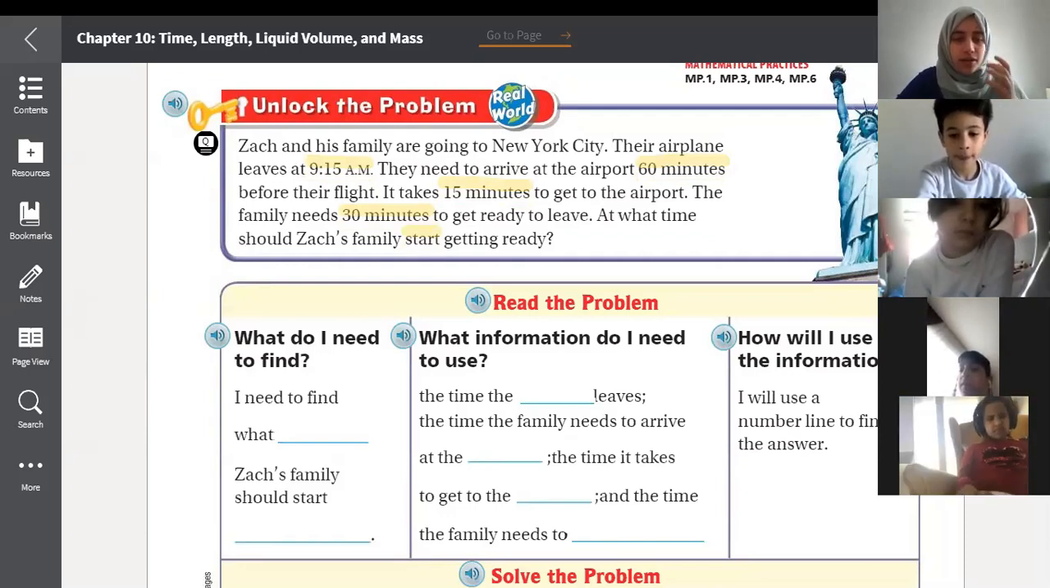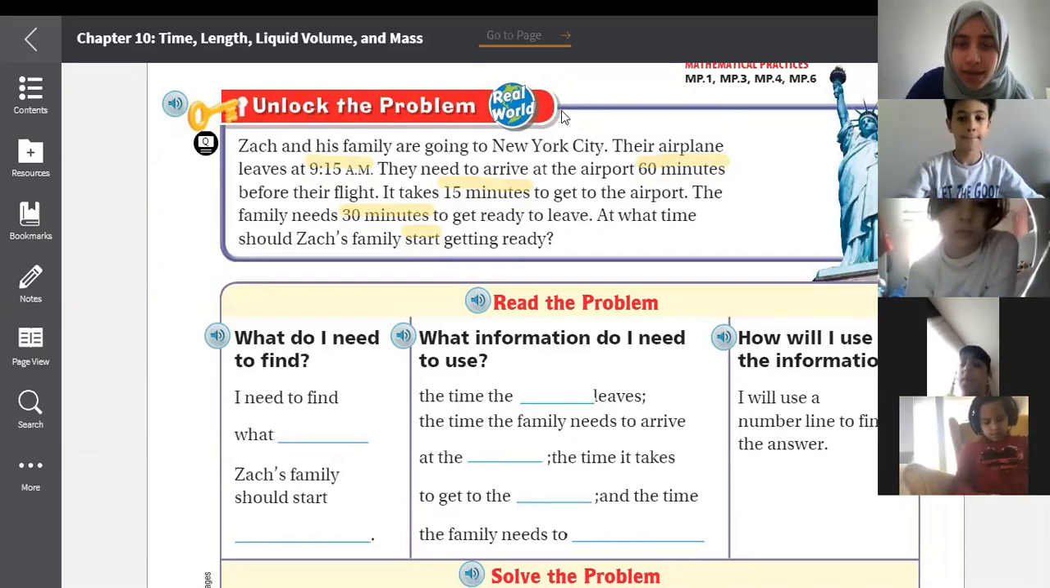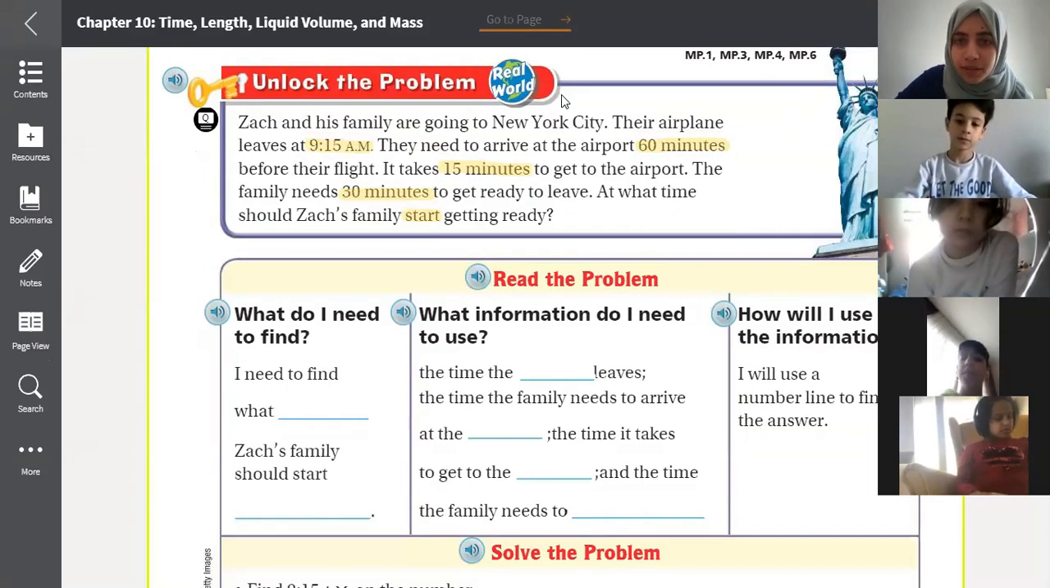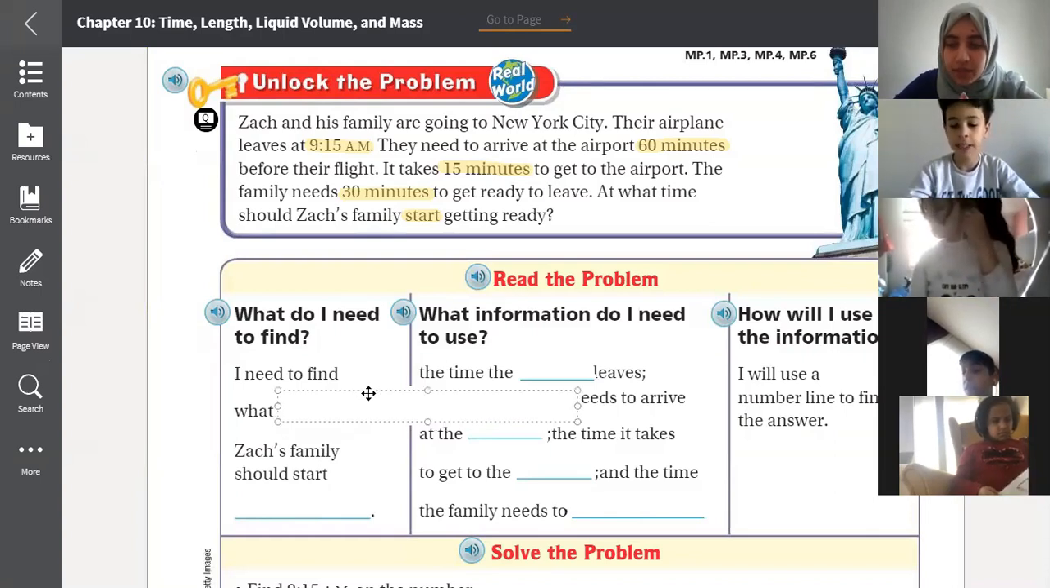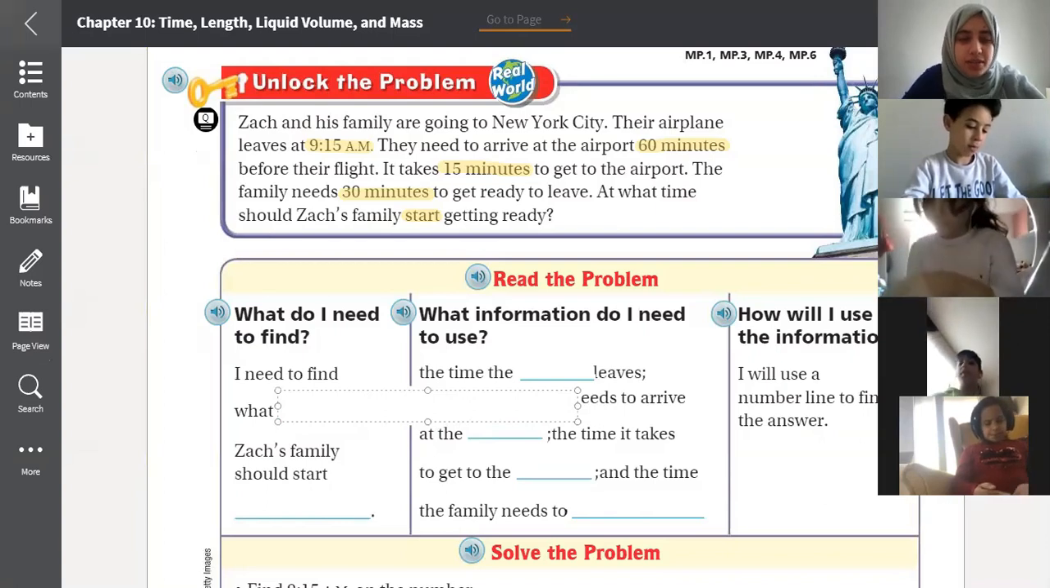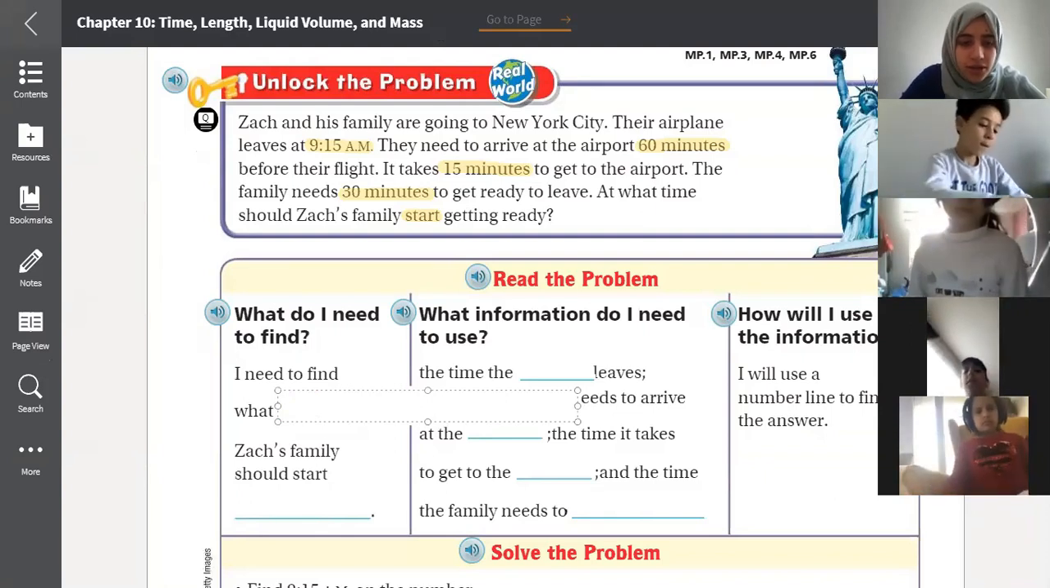For example, here in the sentence, the first time, 9:15, I need to find what, first of all? The start time or the end time? The end time. Okay, so are you sure? Look at the question again. At what time should Zach's family start getting ready? So what do I need to find? Start or end? Start. Start time, because they gave us the keyword. So here I'm going to put start time.